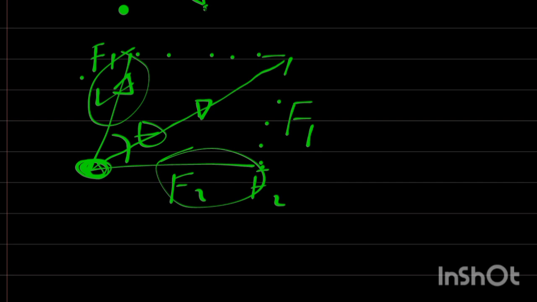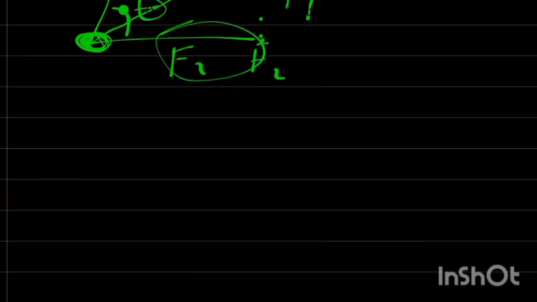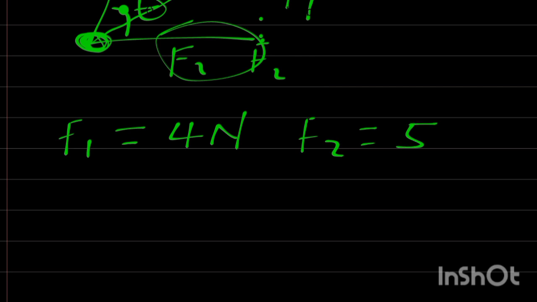So we are just going to use this to solve a question. Two forces F1 equals, let's say, 4 Newton and F2 equals 5 Newton, acting at a point.